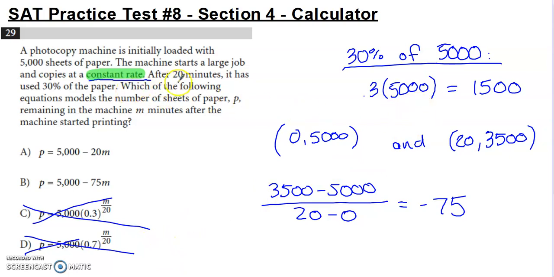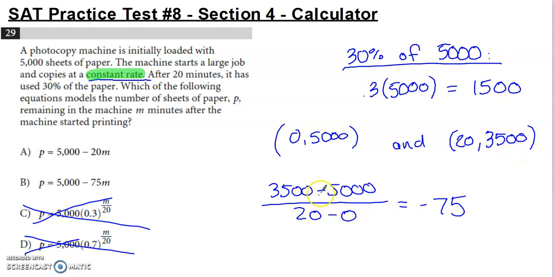So it tells us that after 20 minutes, it's used 30% of the paper. So what's 30% of 5,000? Well, 1,500 sheets. So how many sheets of paper are left after 20 minutes? Well, 5,000 minus 1,500 is 3,500. Can I find the slope of the line that connects the data point (0, 5,000), the initial amount of paper in that machine, and the one that we just determined, after 20 minutes, where we've got 3,500 sheets of paper left?